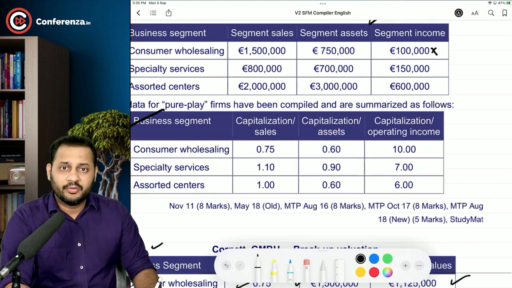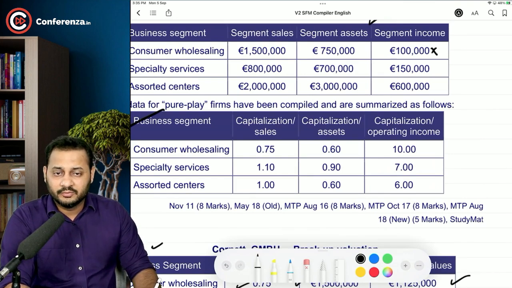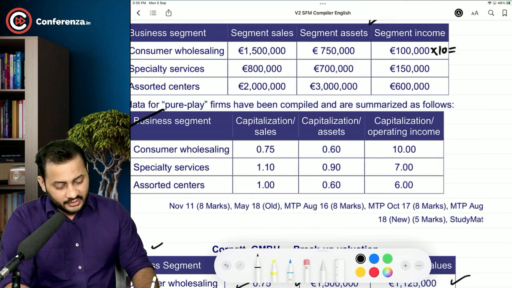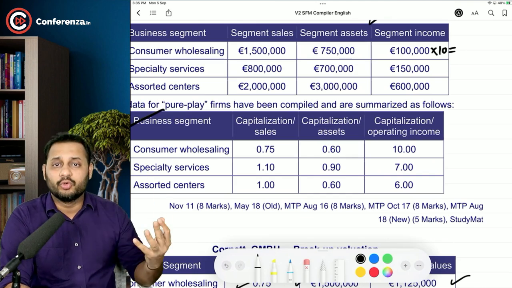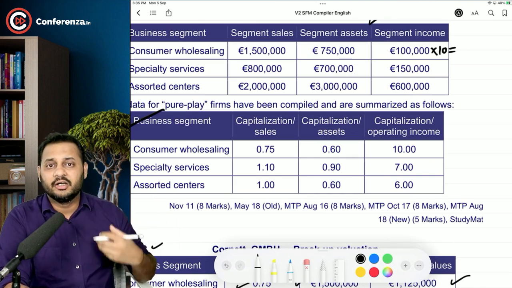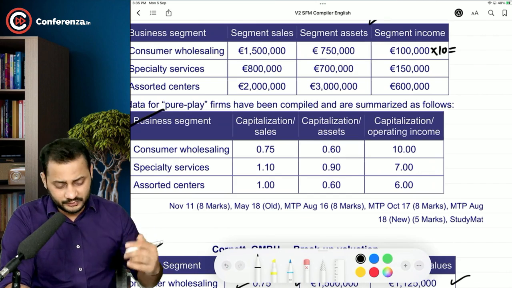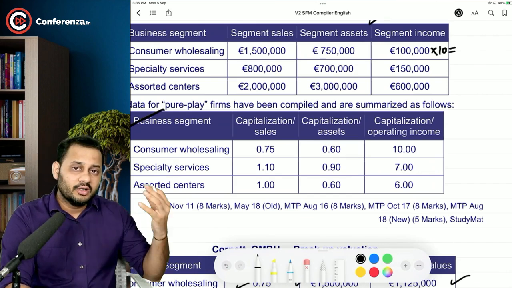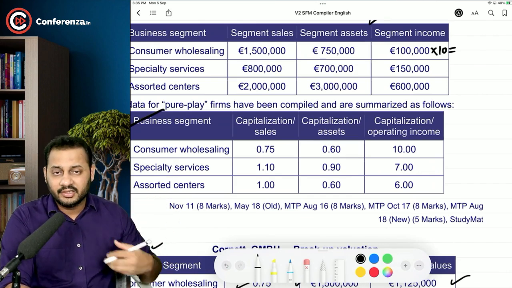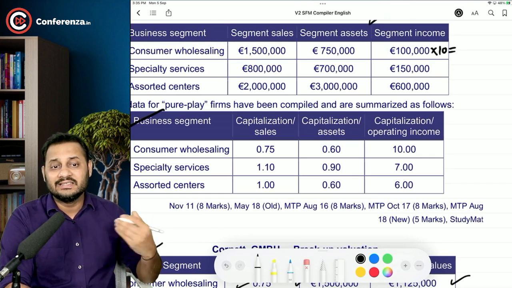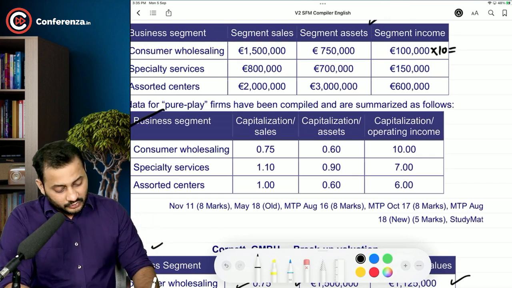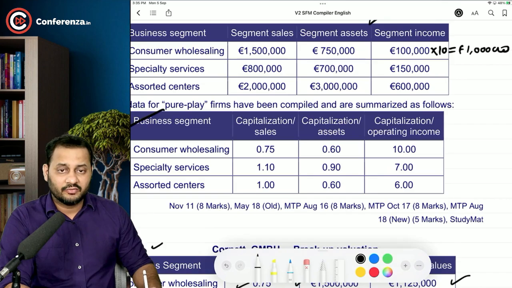If 1 rupee of income gives me 10 rupees of value, so 1 lakh will give me 10 lakh rupees. In this case, it's euros. Do you get that? It's a German company, so it will be euros. I was just saying rupees to make things easily understandable. So this would mean 10 lakhs or 1 million. This is the value of that segment.